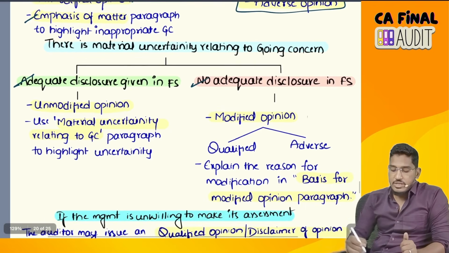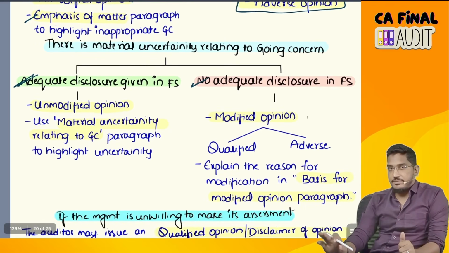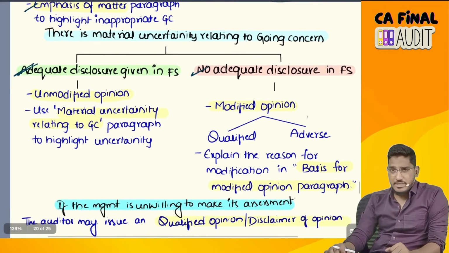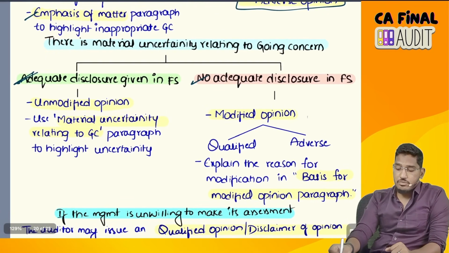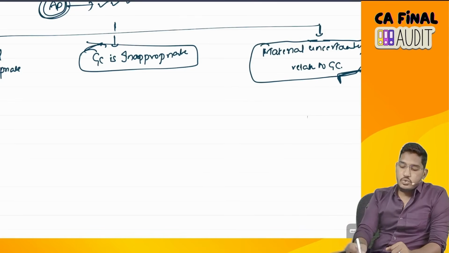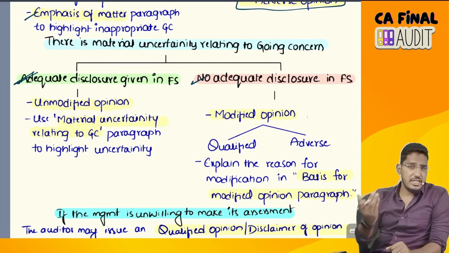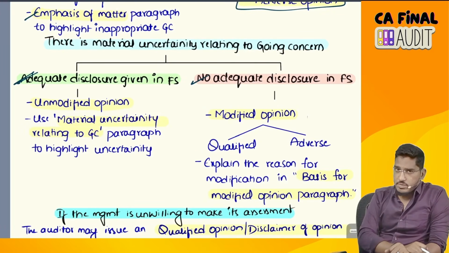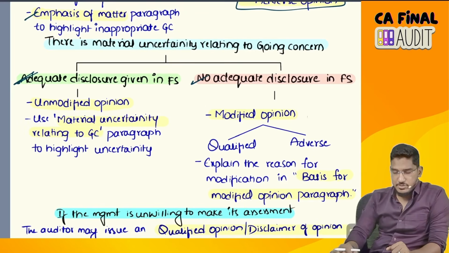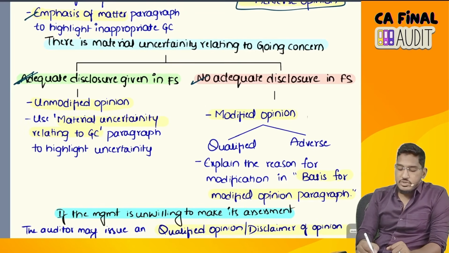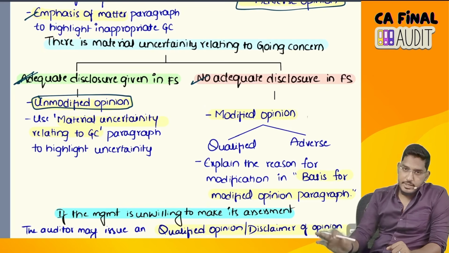If adequate disclosure has been given for material uncertainty, if proper disclosure has been given in the financial statements, that means management in the notes to accounts has clearly explained that so and so uncertainty we are facing, whether we will continue or not depends on the outcome of the pending case. So if they have given adequate disclosure, no need to modify the opinion, we can comfortably give an unmodified opinion.